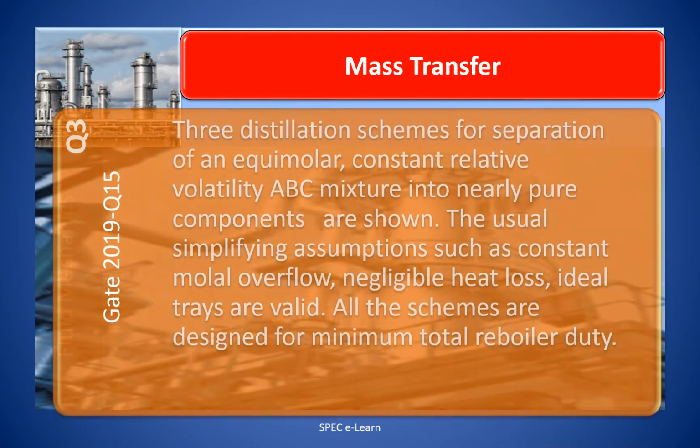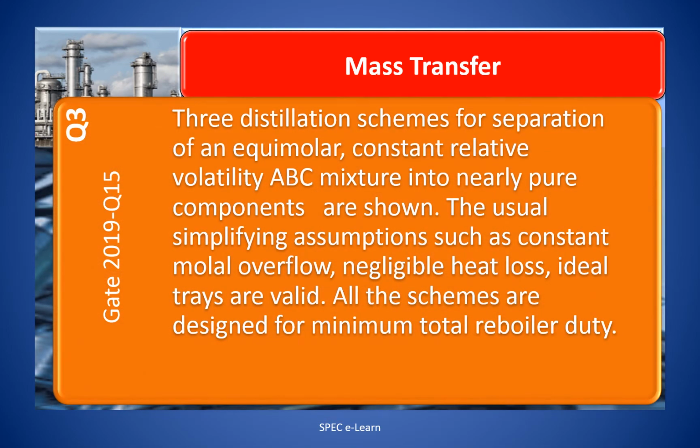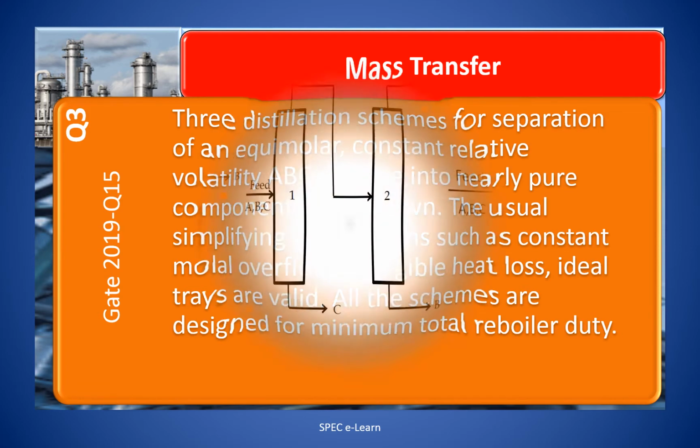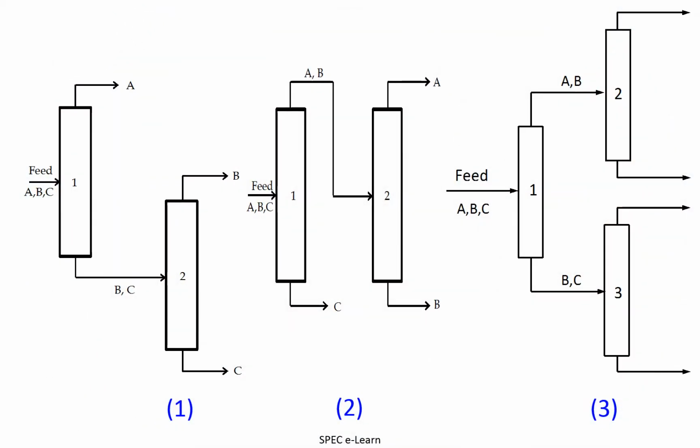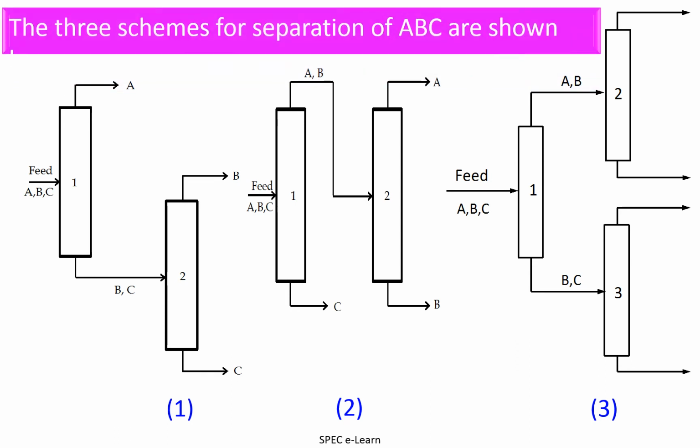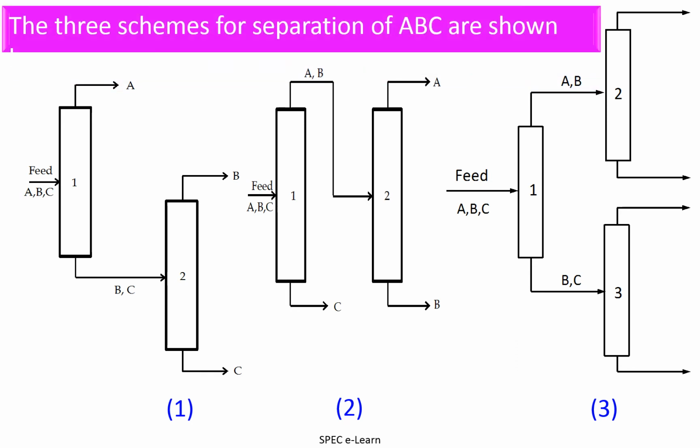Question number 15. 3 distillation schemes for separation of equimolar constant relative volatility ABC mixture into nearly pure components are shown. The usual simplifying assumptions such as constant molar overflow, negligible heat loss, ideal trays are valid. All the schemes are designed for minimum total reboiler duty. The 3 schemes for separation of ABC mixture are shown here.